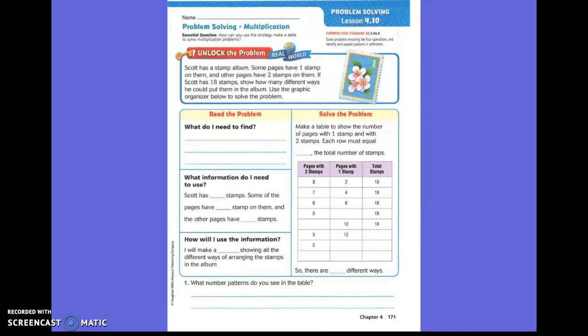Let's read the problem. Scott has a stamp album. Some pages have one stamp on them, and other pages have two stamps on them. If Scott has 18 stamps, how many different ways could he put them in an album? Use the graphic organizer below to solve the problem.